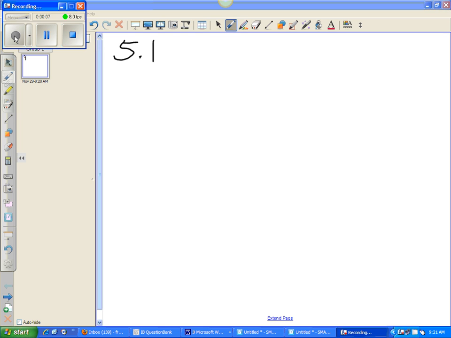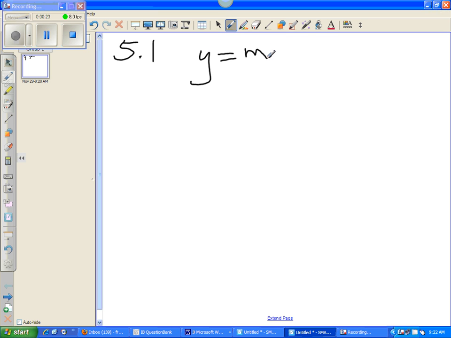We're going to do section 5.1 in the algebra book. This section is write linear equations in the slope-intercept form. First of all, let's talk about the slope-intercept form. Slope-intercept is always written in the following manner, where you have y is equal to mx plus b.